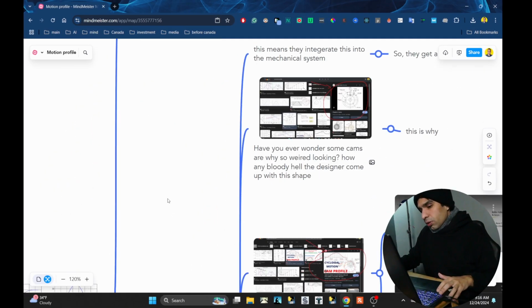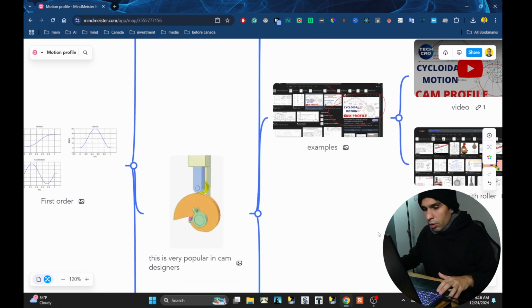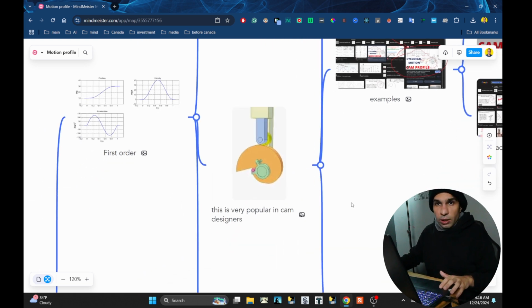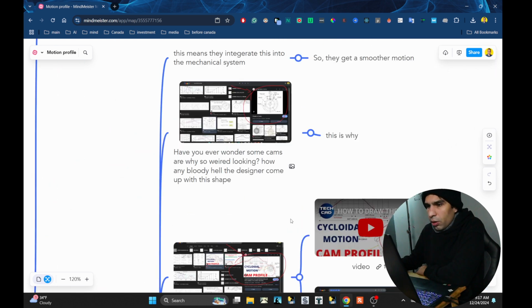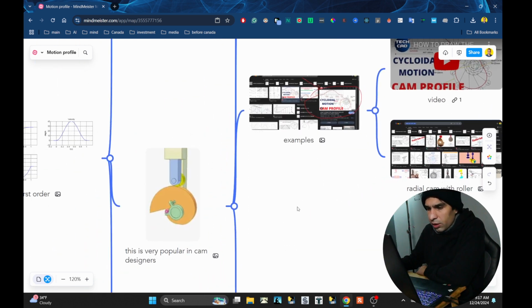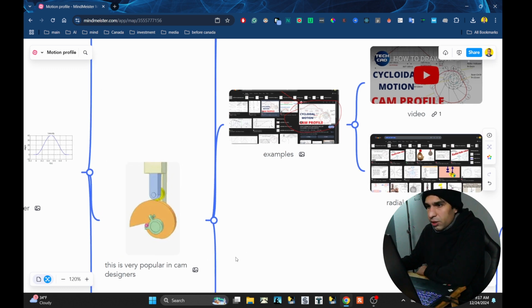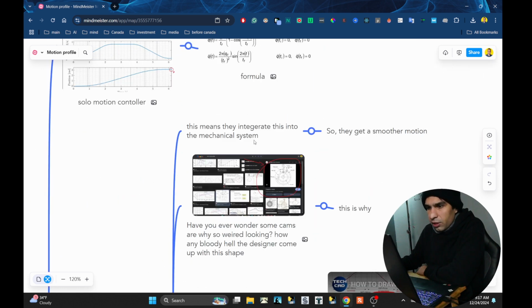However, this one is very popular among the mechanical engineers. What do they use it for? They use it for CAM systems, because the equations are simple, right? So how do they use it in a CAM? Using it in a CAM system means that they integrate this entire profile into the mechanical structure.